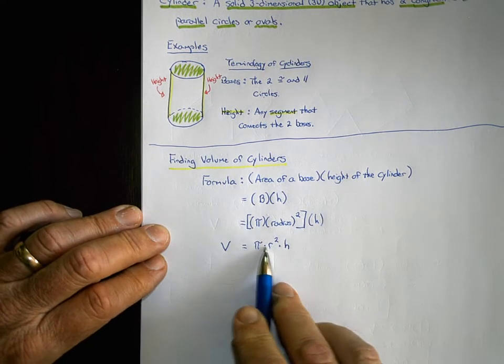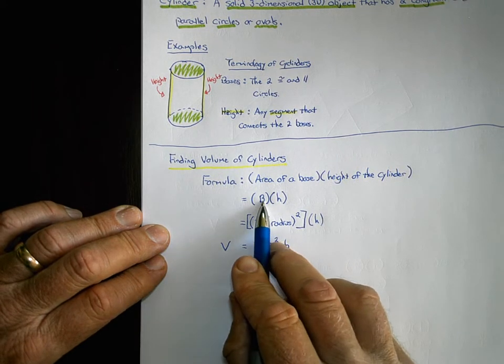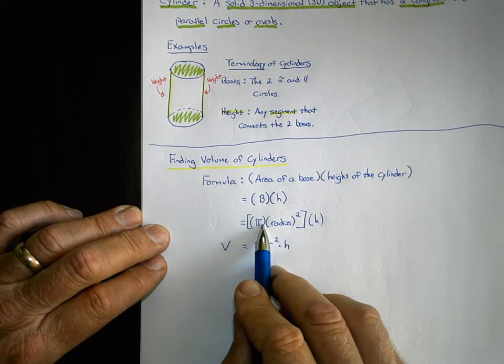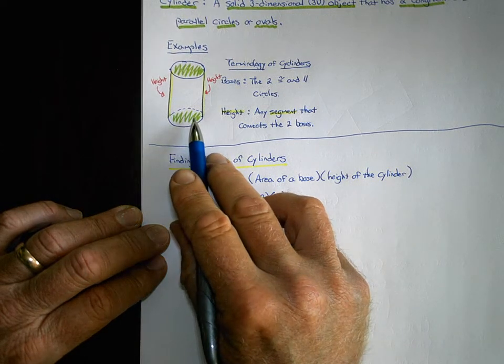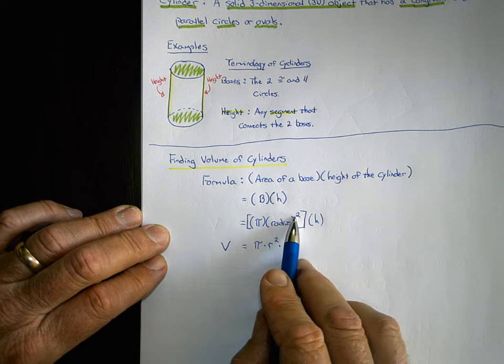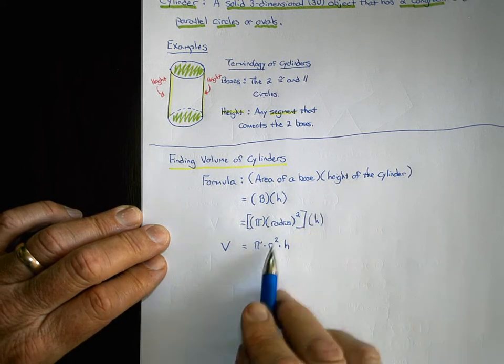Where did pi times r squared come from? That's the formula you use to find the area of the base. Why did we use pi times r squared to find the area of the base? Well, because the base is a circle, and that's the formula you use to find the area of the circle. And where did h come from? Remember, h stands for the height of the cylinder.